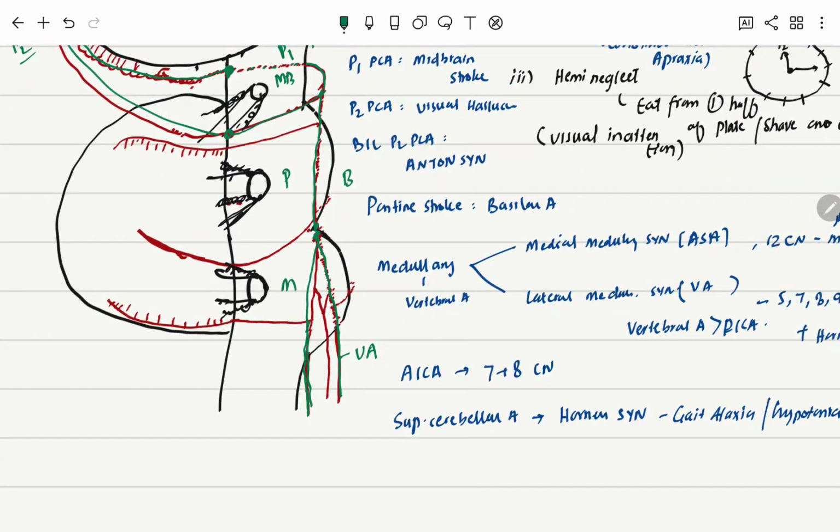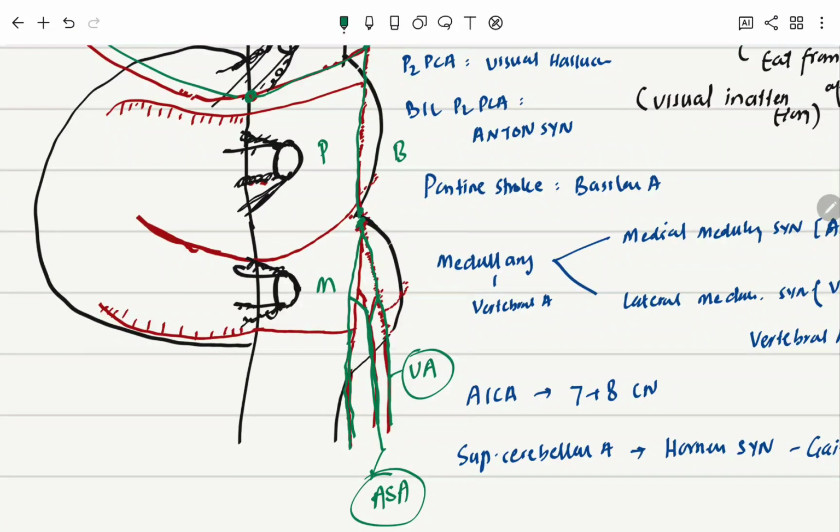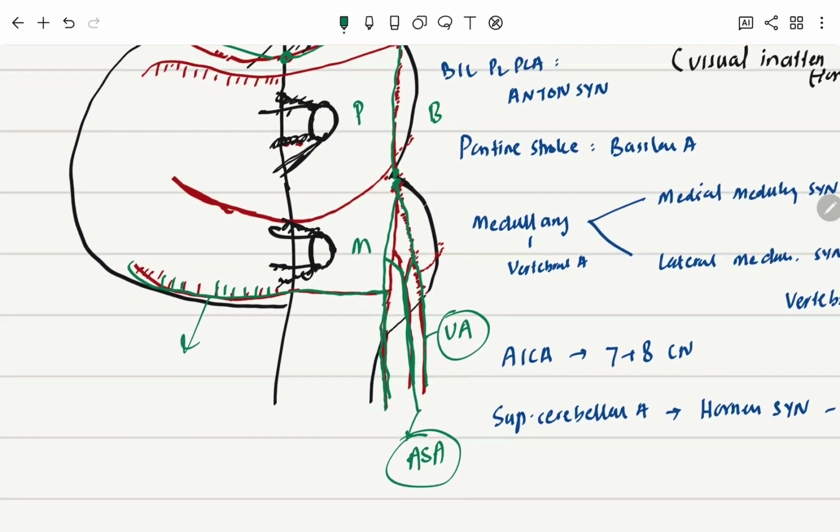So let's discuss the other branches related to this. We have another branch that arises from both of these vertebral arteries, and then it unites and runs downward. This is called the anterior spinal artery. So this is the anterior spinal artery, this is the vertebral artery, and from the vertebral artery we have another branch that is going to supply the medulla. This is called the PICA, the posterior inferior cerebellar artery.